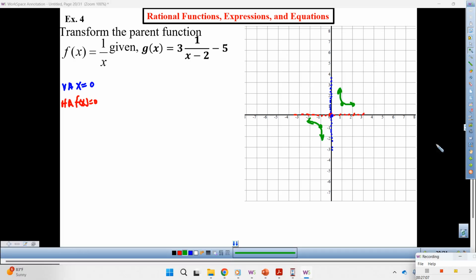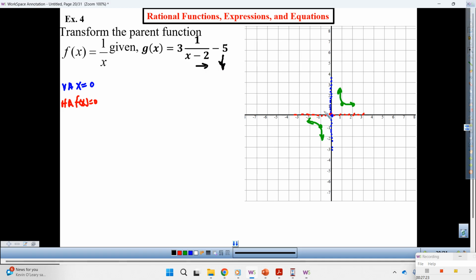For the sake of time, I already sketched the parent function. Here it is at 0, 0 with 1 to the left, 1 down, 1 to the right, 1 up. Yes, there they are. All right, help me finish this off. Where am I going to move that to? Franco, where are we moving it to? 2 to the right and 5 down. Have you got that?